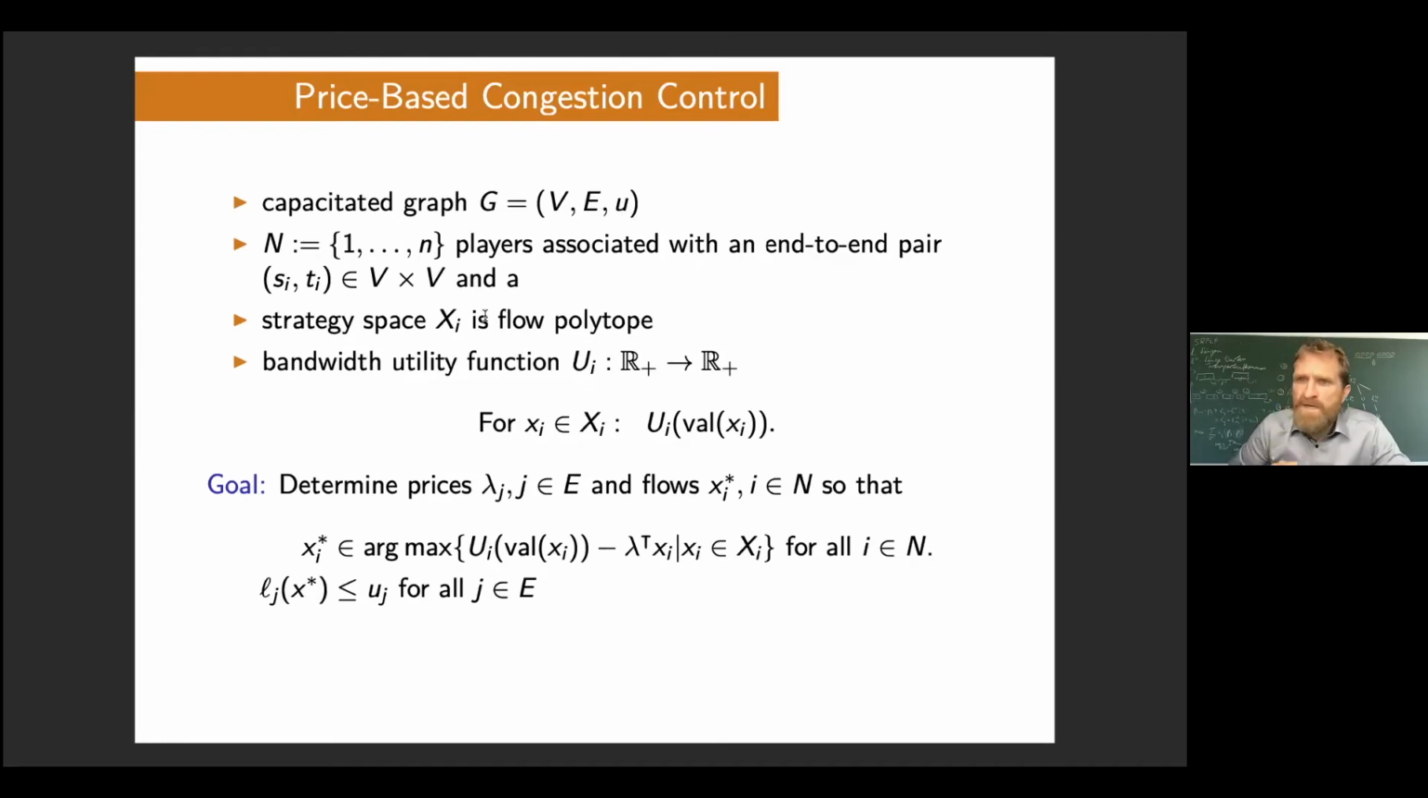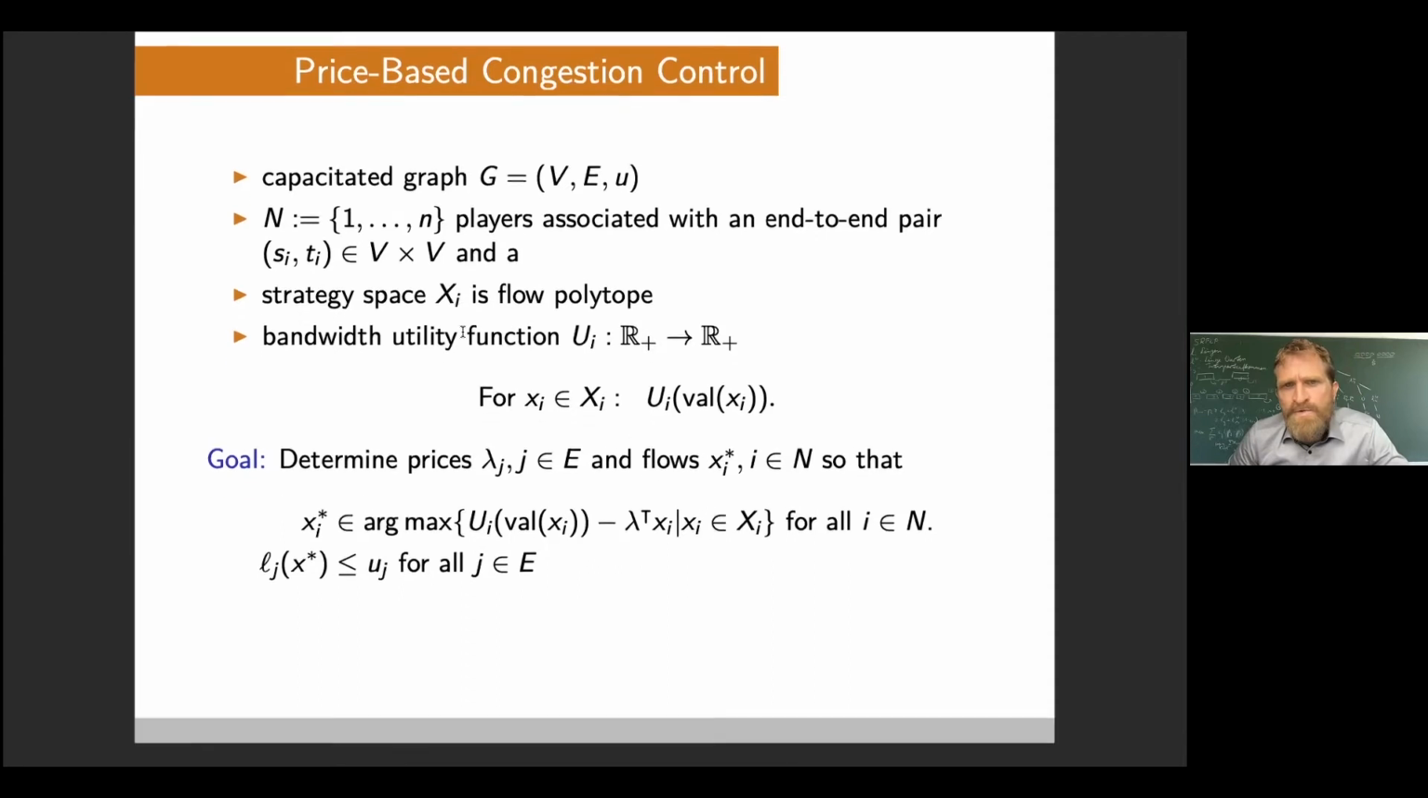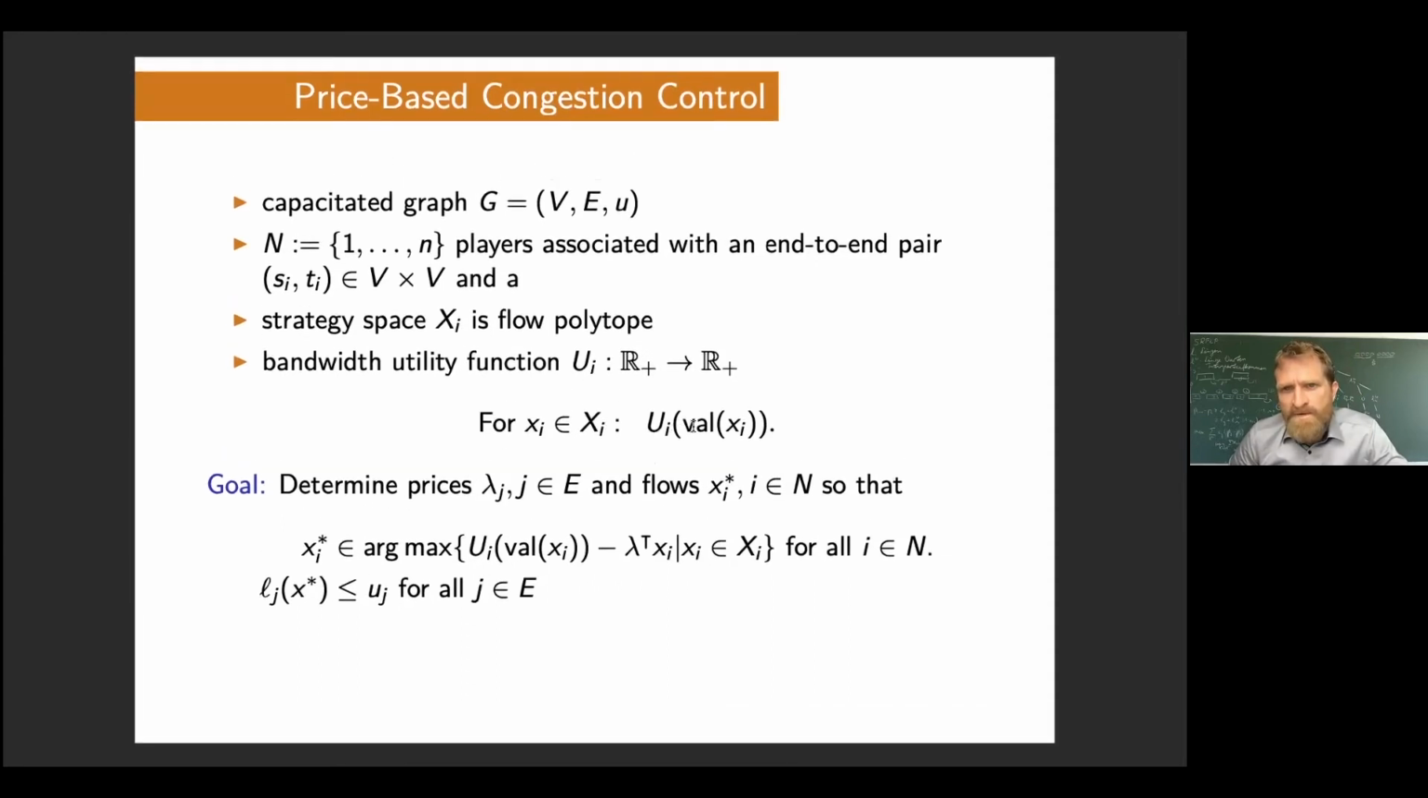I want to send flow from S_i to T_i. And the usual assumption is that for the value of the S_i-T_i flow, I get a utility. This is encoded by this function capital U_i. And usually, the more I send, the better it is. But the marginal return goes down. So this is usually a concave function.